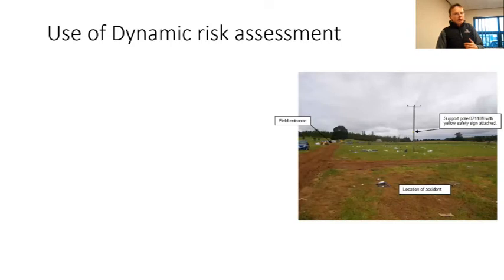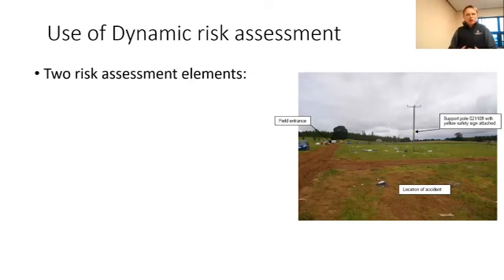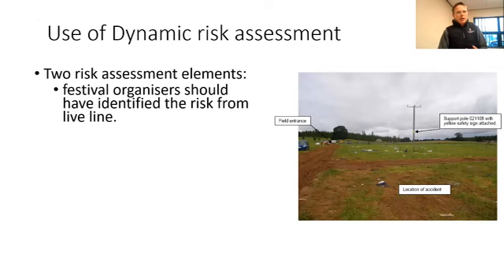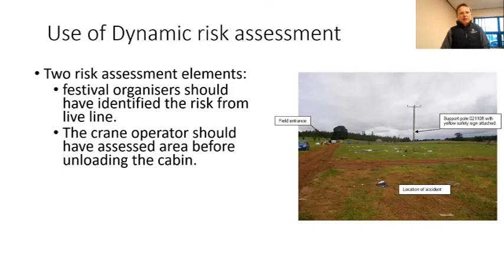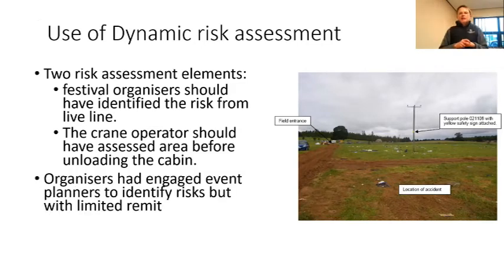In terms of a dynamic risk assessment, you could have all the other policies and procedures in place, but here we had multiple people with responsibilities. You had the festival organisers who should have identified that the line was there. Equally, the crane operator should have done that dynamic risk assessment. He should have had a look around before he started moving and unloading the cabin. We had the festival organisers. They had engaged an event planning company whose remit was to do the risk assessments, but they didn't do full risk assessments, and their remit wasn't to look at everything. It was more to look at the event once it was up and running.